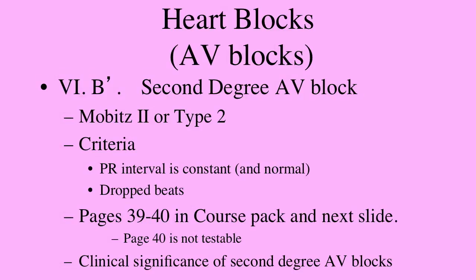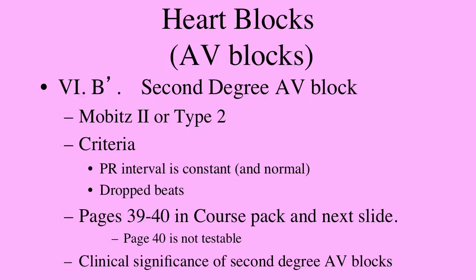So like second degree AV block type 1, you have dropped beats, but unlike second degree AV block type 1, type 2 has a constant PR interval with the dropped beats. Another example is on page 40 in the course pack, where you have multiple P waves for QRS complexes. In the first one, every other beat is dropped, and in the second one down, every third beat is dropped. It's an EKG that I wouldn't make testable because I don't want to put in that multiple situation.